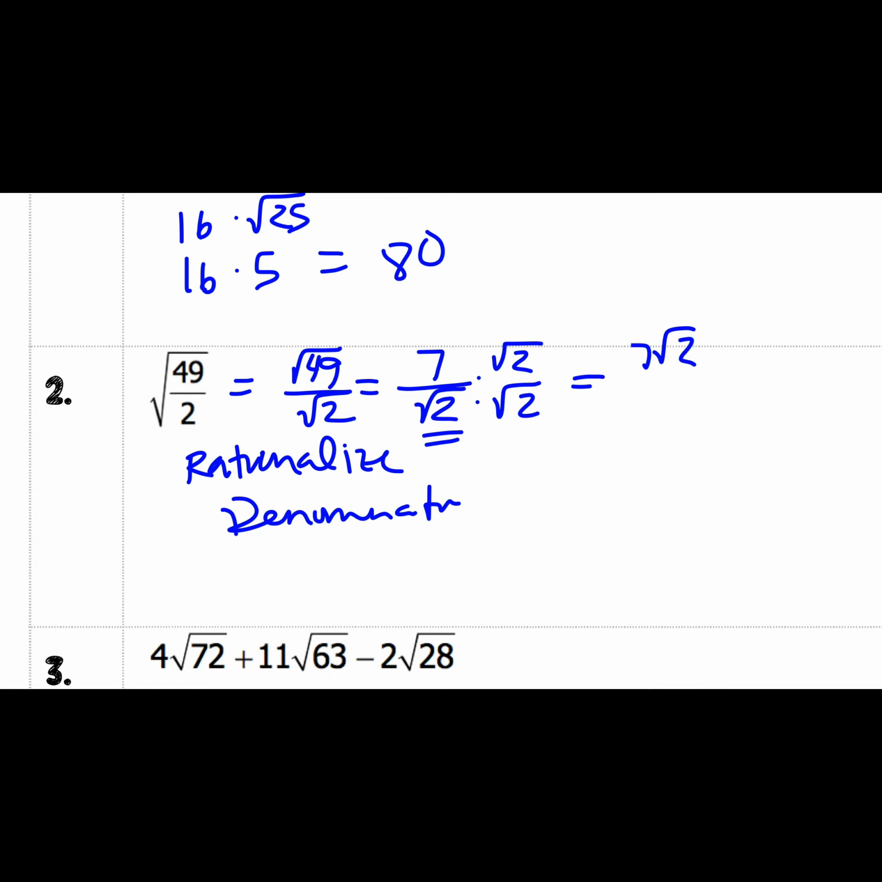And the reason we do this is because when you do square root of 2 times square root of 2, that becomes square root of 4, which is just 2. So what it does is it doubles the square root, which lets you get rid of the square root.